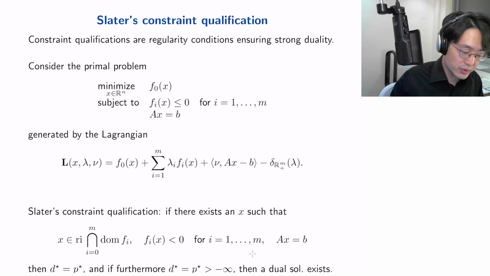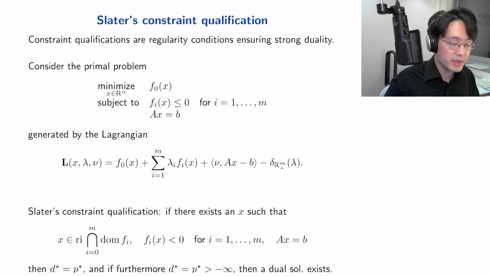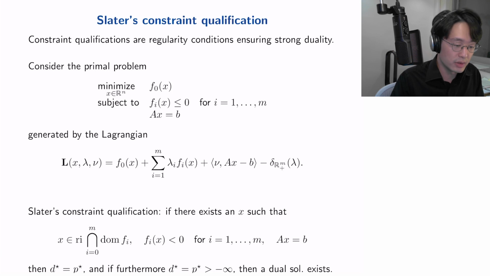Furthermore, if d star is equal to p star and the optimal values are not negative infinity, then a dual solution exists. So Slater's constraint qualification provides us with two results. One is that if the Slater constraint qualification holds, strong duality holds. But what is often forgotten is that if the optimal values are not negative infinity, then Slater's constraint qualification also guarantees the existence of a dual solution. This constraint qualification will be used throughout these lectures from time to time.